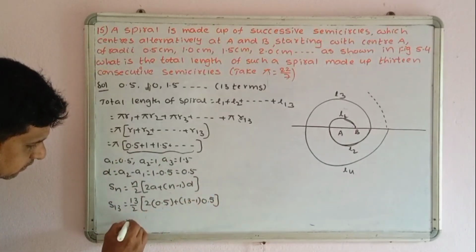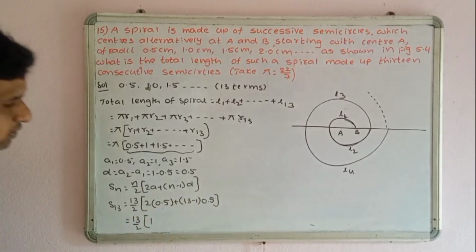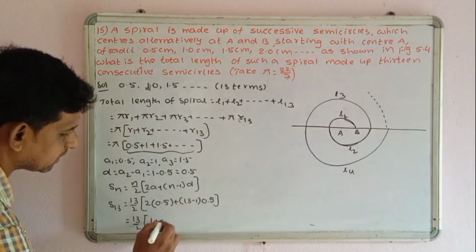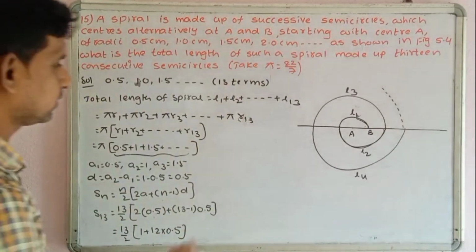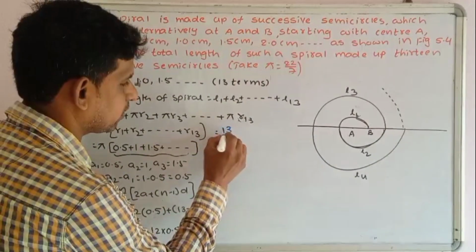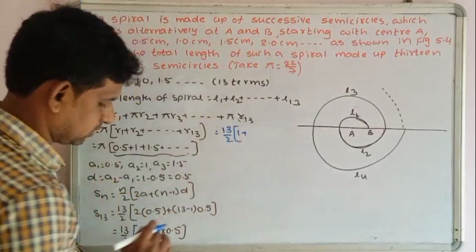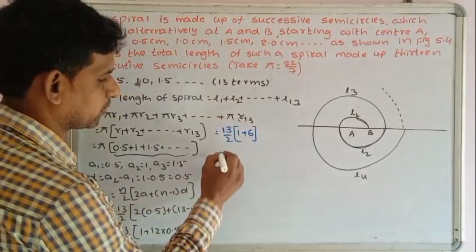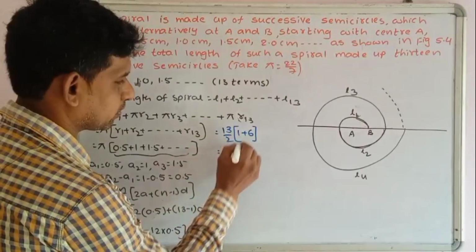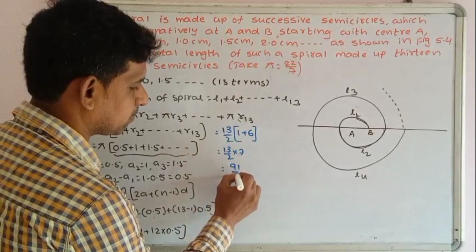So that equals 13 by 2 into (2 times 0.5, which is 1, plus 12 times 0.5). 12 times 0.5 is 6. So 13 by 2 into (1 plus 6), which is 7. That is 13 sevens are 91 by 2.